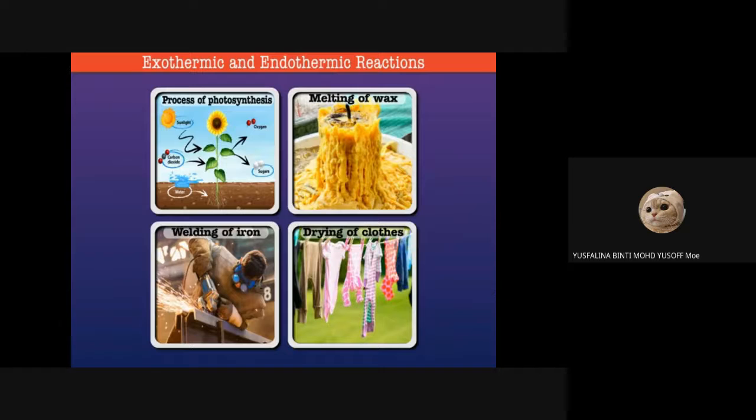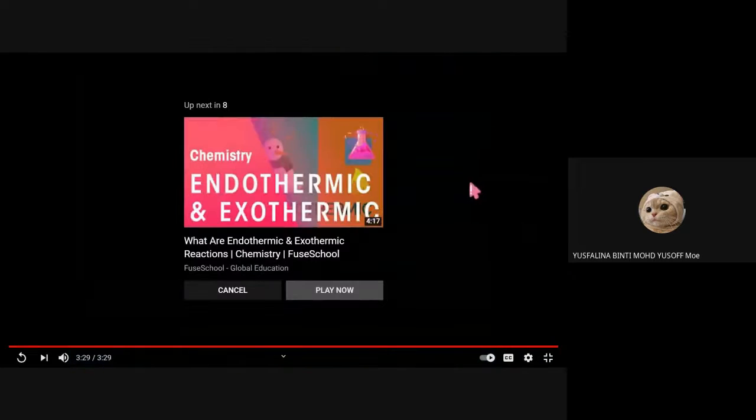Observe some reactions taking place in your everyday life and classify them as endothermic or exothermic. So photosynthesis, the reactions are endothermic, right? Melting of wax also is endothermic. Okay, so this is the exothermic and endothermic. Okay, so let's watch another one, the last one for the experiment.